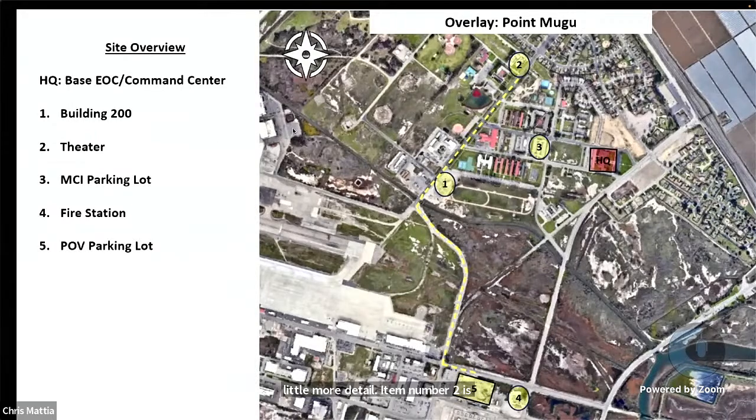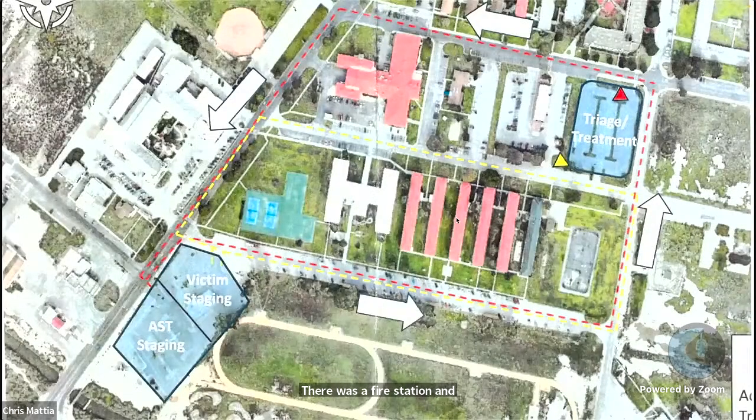The bulk of what was going on is item 3, the MCI parking lot. That's right here. This is where the event was actually taking place, or the exercise was really taking place. There was a fire station and a personal operator vehicle parking lot off to the side. But this is a location. I'm going to dive in a little bit closer so you can see this.